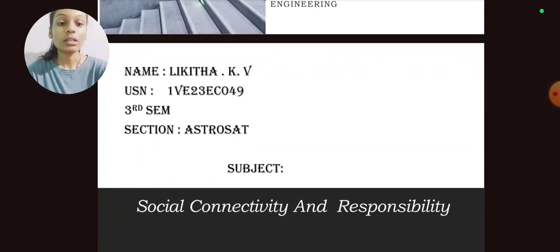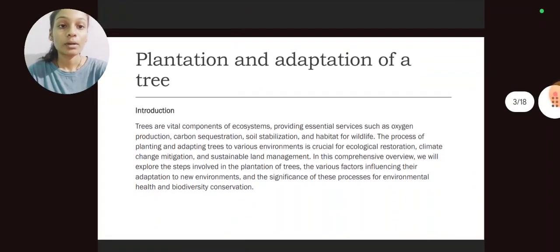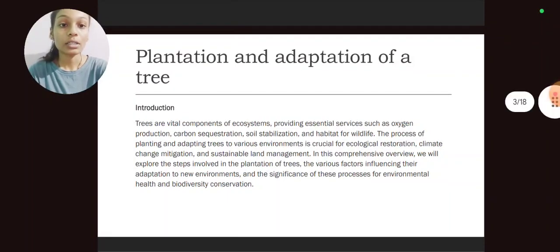Today's subject is social connectivity and responsibility. Plantation and adaptation of a tree. Introduction. Trees are vital components of the ecosystem.